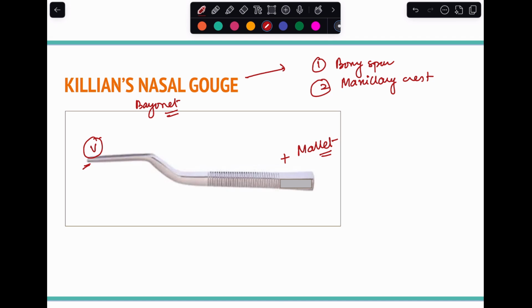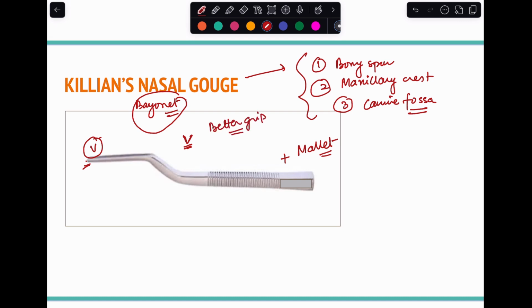SMR or septoplasty. Third usage, which is not during septoplasty, is you can even use this to open the bone in the canine fossa in case of antral surgeries or the Calvin-Luck operation. So these are the three uses of the Killian's nasal gouge. This is bayonet shaped. You have to remember that the edge of this is V-shaped, and this V-shaped is such that you get a better grip on the bone, especially when you're removing the maxillary crest.